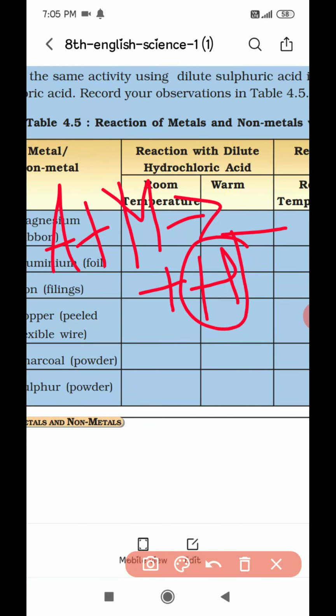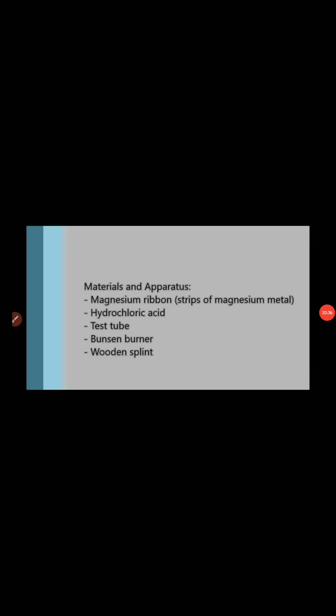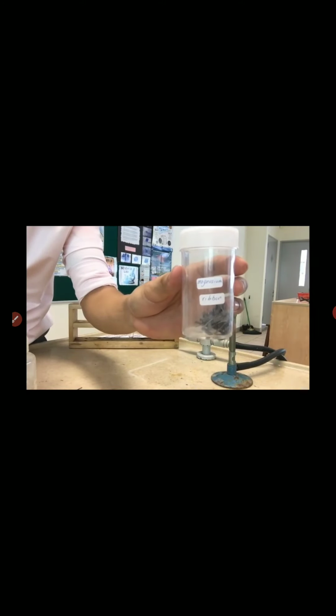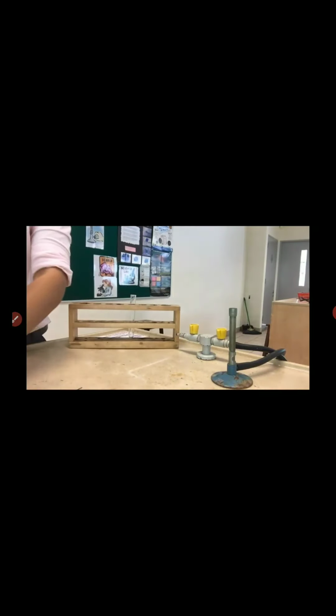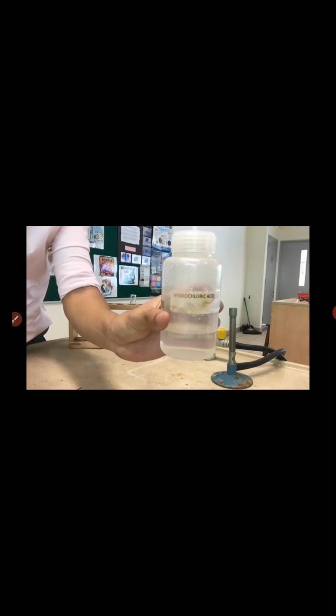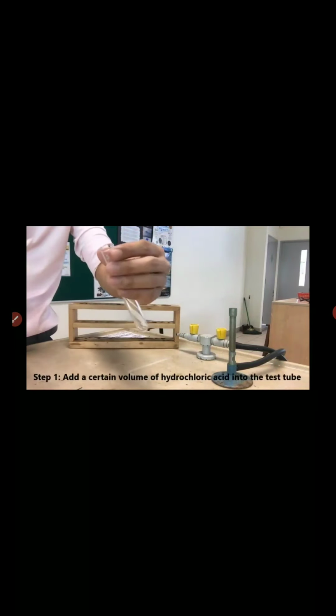So how did we come to know that hydrogen gas is the only gas liberated in this reaction? For that we have an activity. Have a look at this activity. As I said, whenever a metal reacts with acid, we'll be getting salt as well as hydrogen gas. How did we come to know that only hydrogen gas is evolved? Take a look at this activity now.